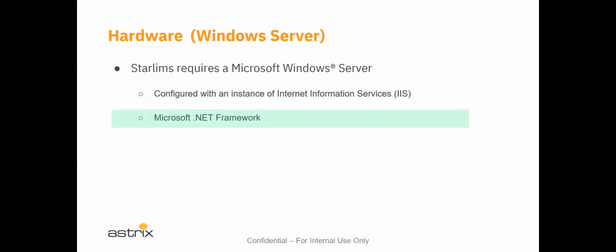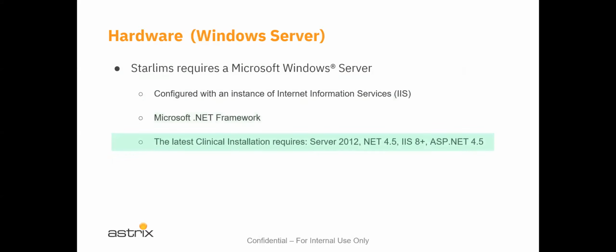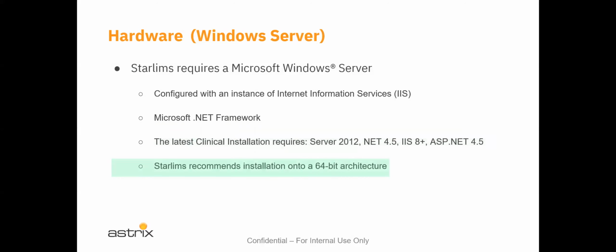We also have to have the .NET framework installed both on the workstations that are going to be utilizing STARLIMS and the server itself. So the latest versions for Server 2012, maybe there's Server 2019, I think, out there now, operating under .NET minimum of 4.5, and IIS is up there, I think, towards 10 or 11, so the minimum is 8. Plus, and also ASP.NET 4.5. And you want to make sure you get it installed onto a 64-bit machine. It allows for scalability.